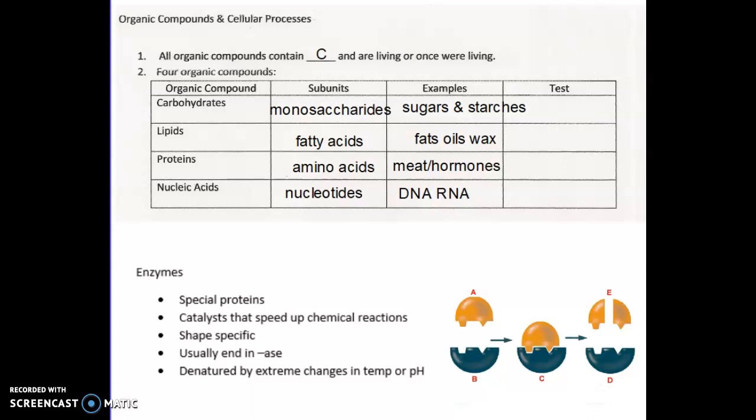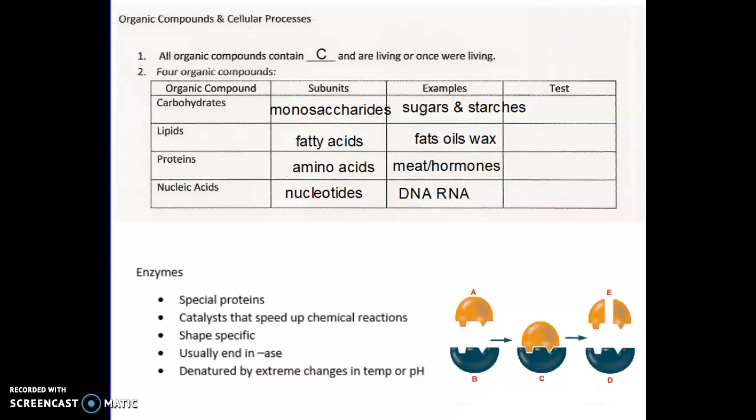Just remember that all organic compounds have to contain carbon, and they were living or once were living or came from something living. A good example is honey. Honey comes from bees. Honey itself is not alive, although it does come from something living, and one of the main elements in it is carbon.